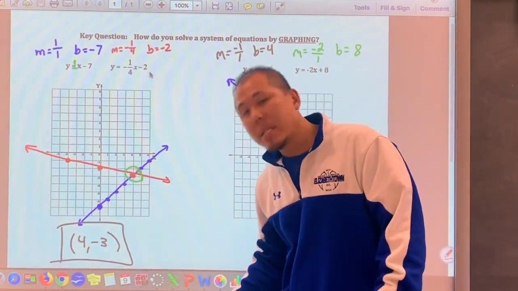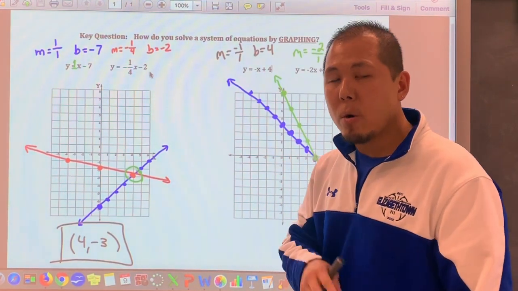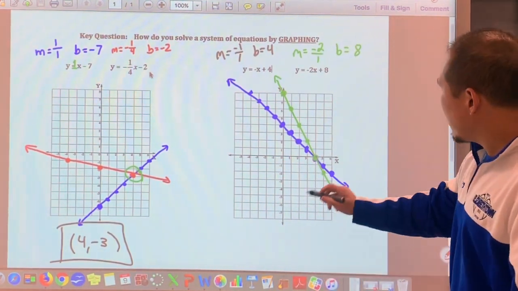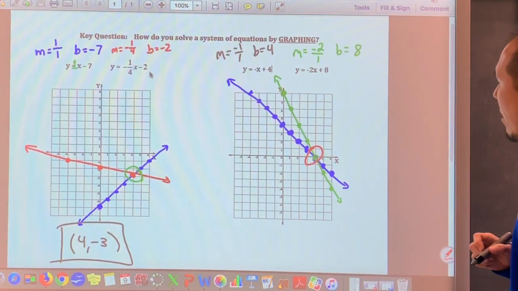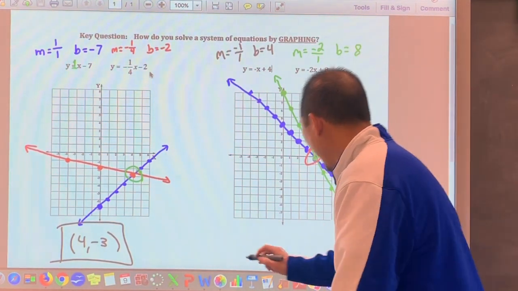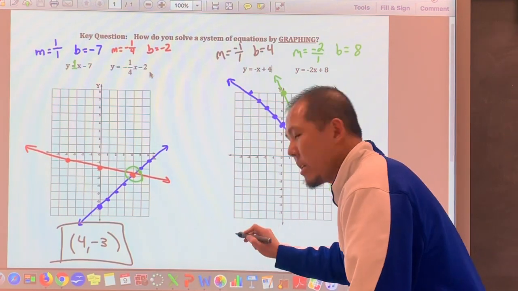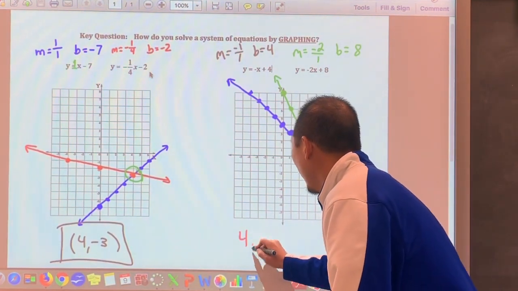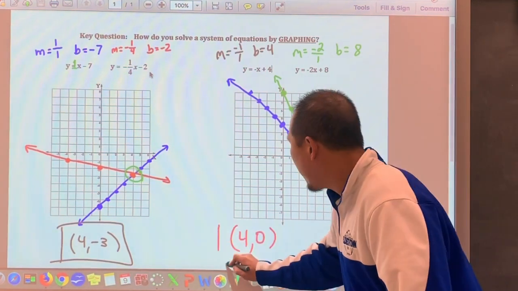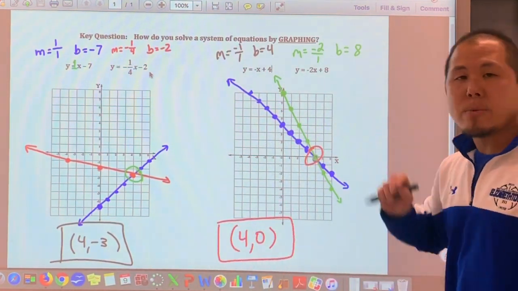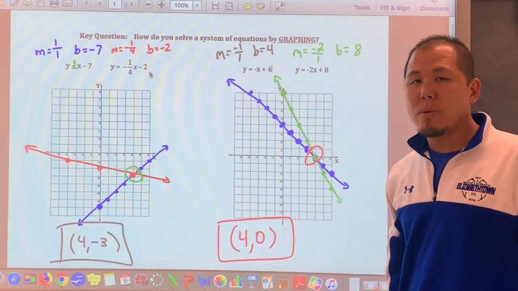And as Mr. Hoffman said, we are looking for the solution, or where they intersect. In this case, they intersect right here. And that is the ordered pair, positive 4, comma 0. Right? And that is the only place that these two lines will intersect. So one solution.